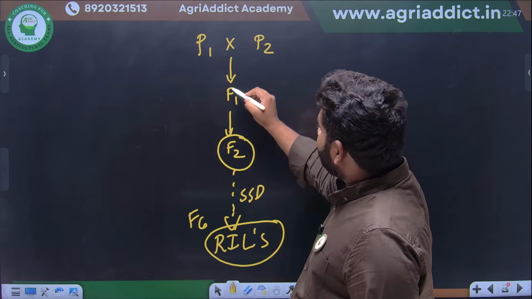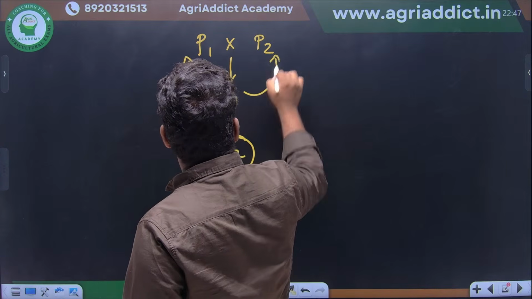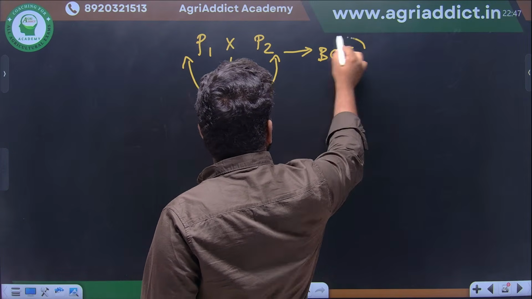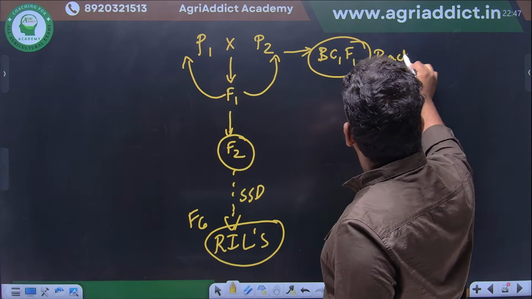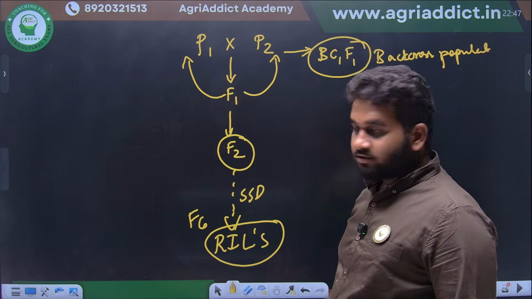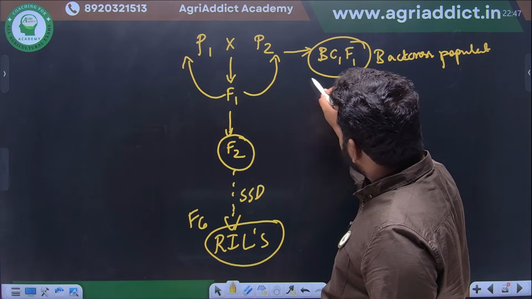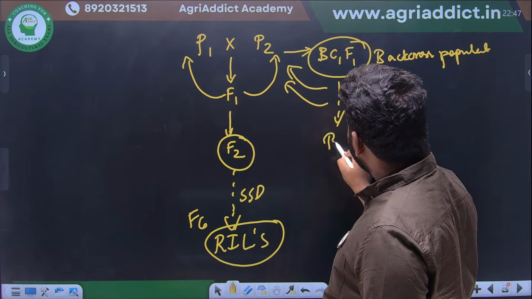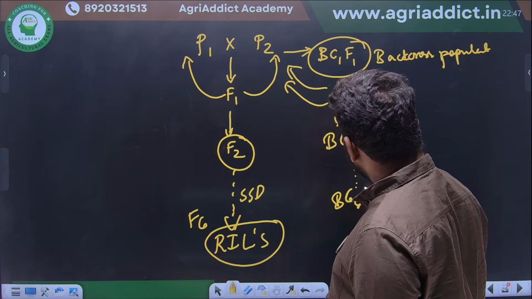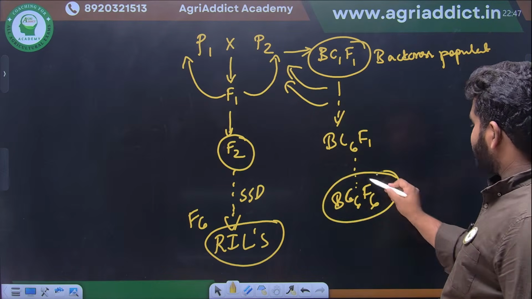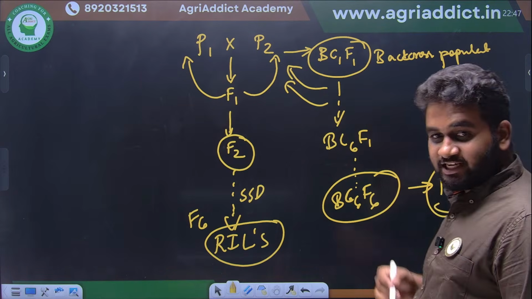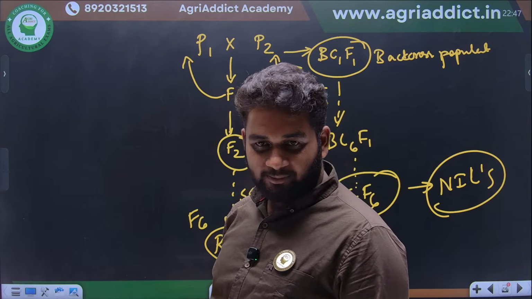Then if you cross your F1 with one of the parents, you will get BC1F1. This is the backcross population, again one of the populations. If you continue this backcrossing till BC6F1, then go for selfing to BC6F6, you will call this NILs, near isogenic lines. This is again one type of mapping population.